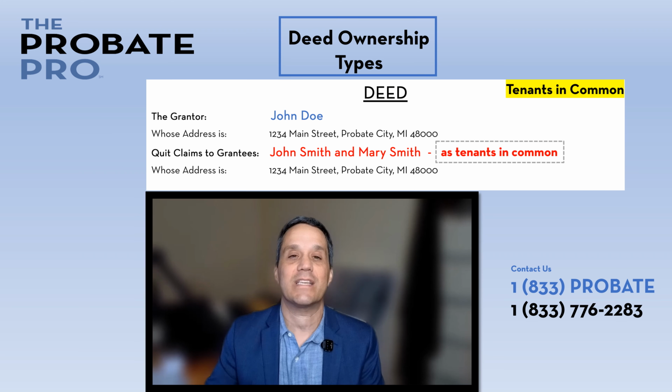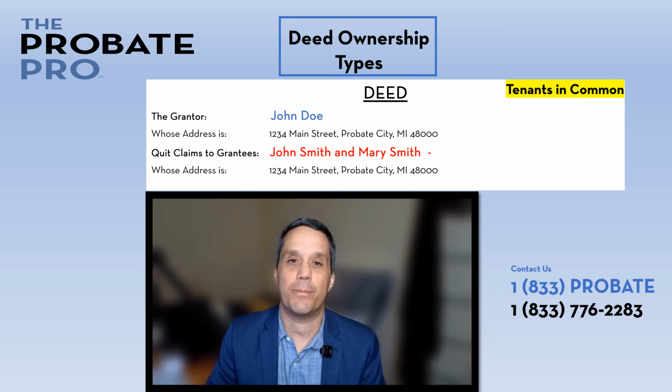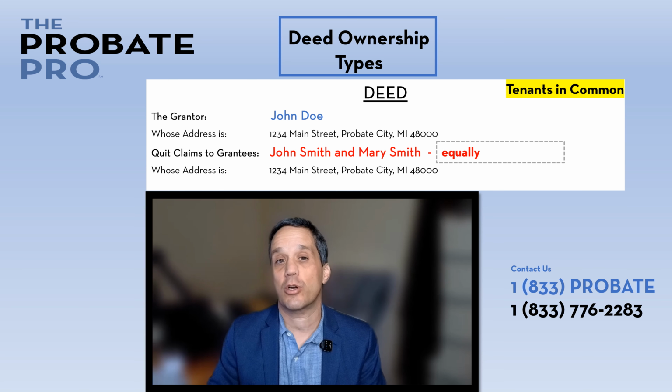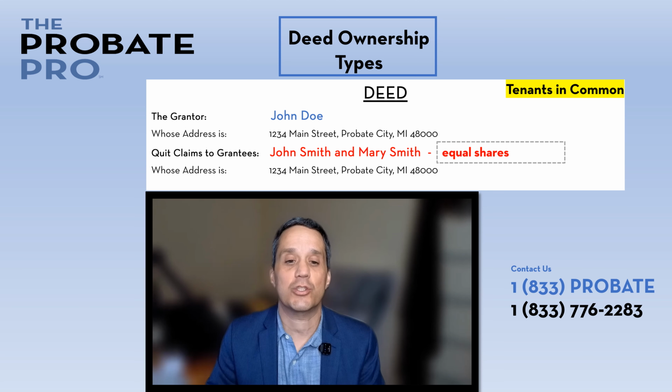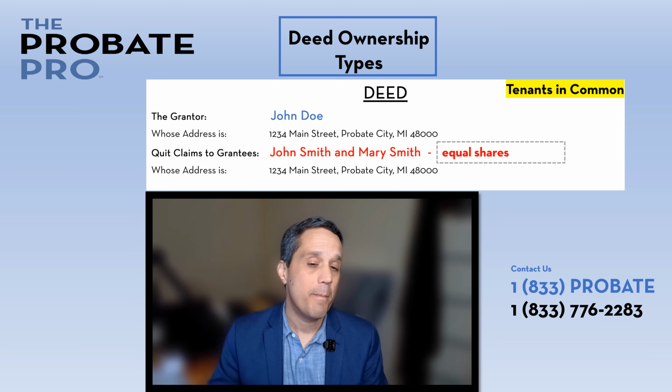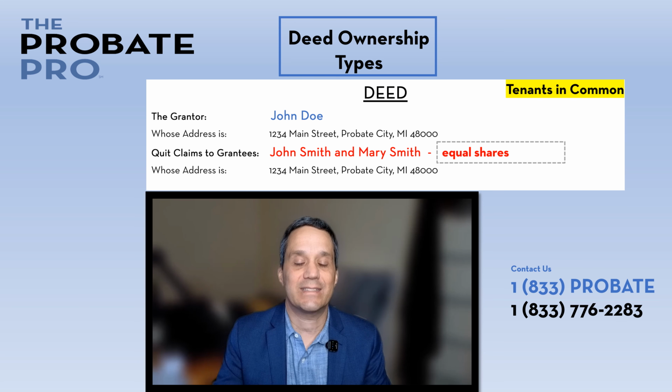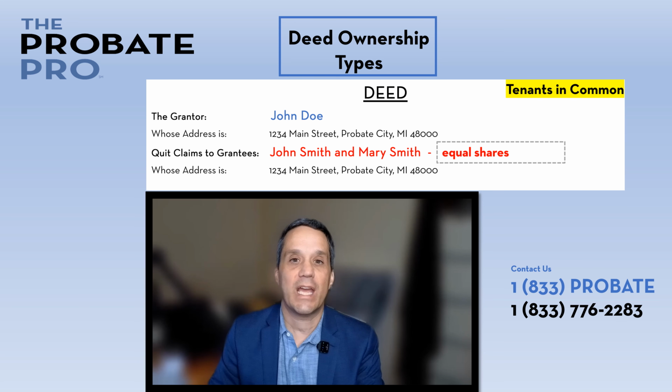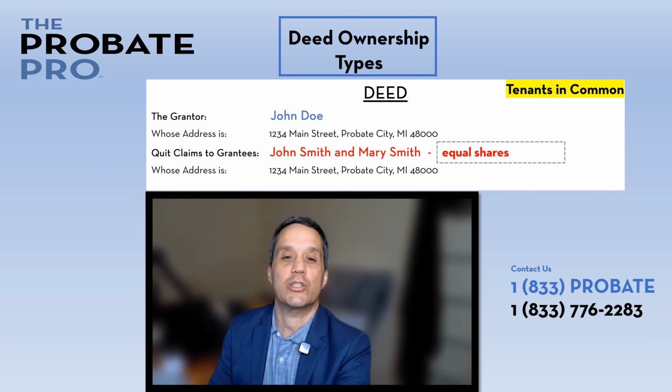Now let's say you add the language tenants in common. Well, it's obvious that the two of them each own it 50% each. And then if you use the term equally, the same effect occurs. Or the use of the terms equal shares, again, 50-50. Sometimes it'll say John Smith 50%, Mary Smith 50%, tenants in common. Very important to understand the differences between these various ownership interests.